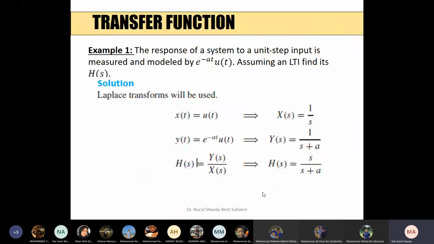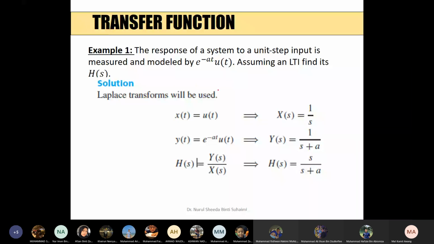Example of a transfer function. Let's say the response of a system to a unit step input is measured and modeled by e to the minus at u(t). Assume an LTI system, find its H(s).